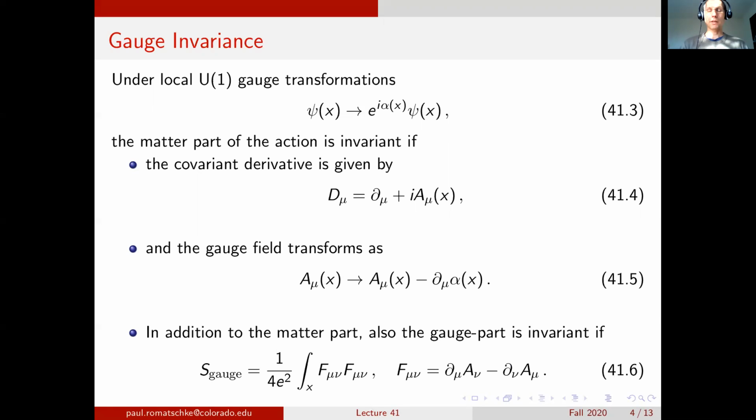In addition to the meta part of the action, we also have the gauge part that is invariant under this local gauge transformation if it is built out of the field strength tensor F mu nu, which is just the antisymmetric derivative of the gauge fields. Note that I have included a prefactor here, and there's a parameter E that will turn out to be the strength of the coupling. At this point, it is an arbitrary constant.